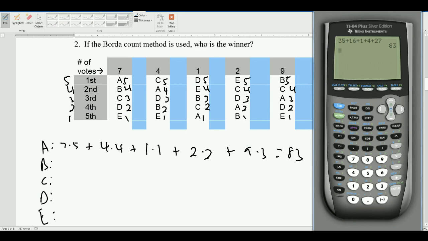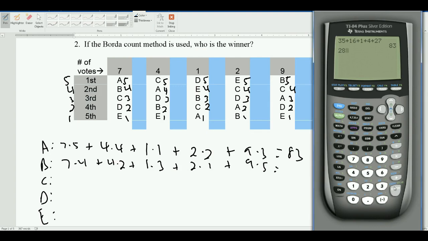So let's look at B. That's going to be 7 times 4, 4 times 2, 1 times, where's B? 3, 2 times 1 plus 9 times 5. So that's 28 plus 8 plus 3 plus 2 plus 45, which is 86.